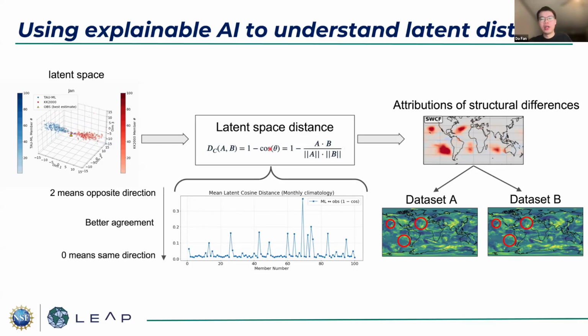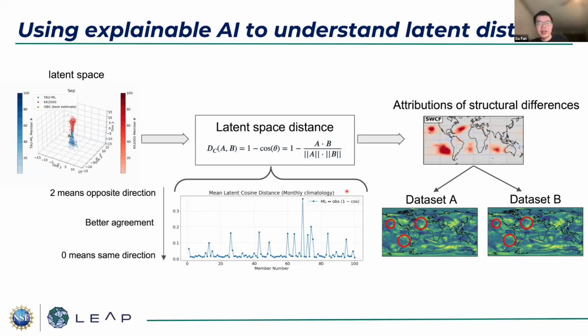And here's an example of cosine distance between tau ML and observations for ensemble members from member 1 to member 100. A value of 2 means opposite direction in the latent space, or a strong or large discrepancy, while a value of 0 means almost the same direction, or a good similarity. So as you can see, most tau members have a really good agreement with the observations.